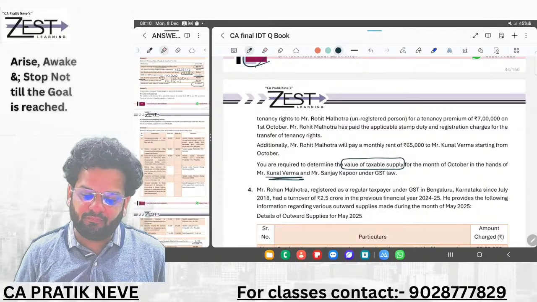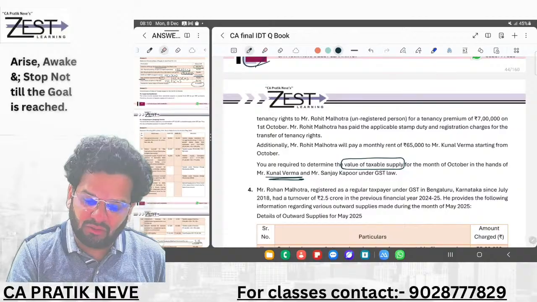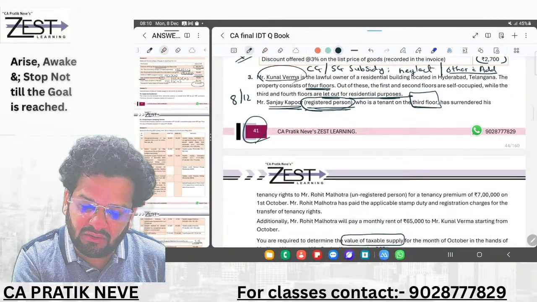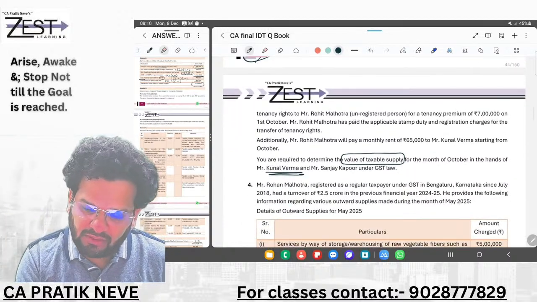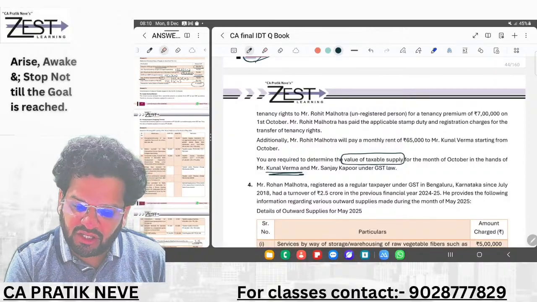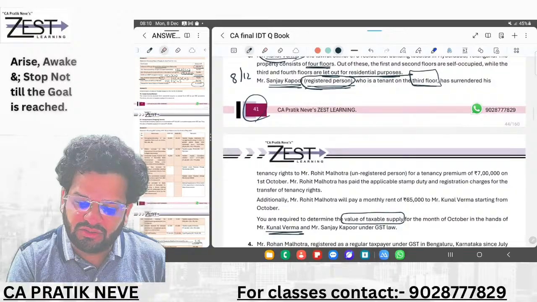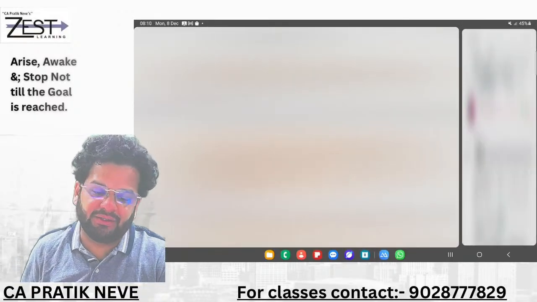Okay, who is new tenant, Kunal Verma, who is the supplier, and Sanjay Kapoor, who is the original, you can say, tenant.